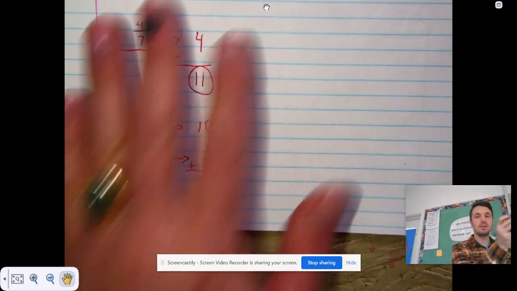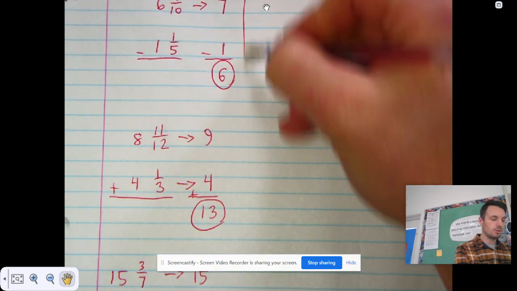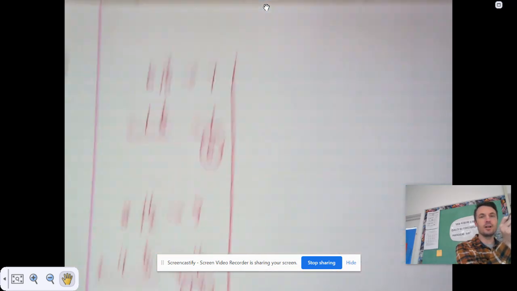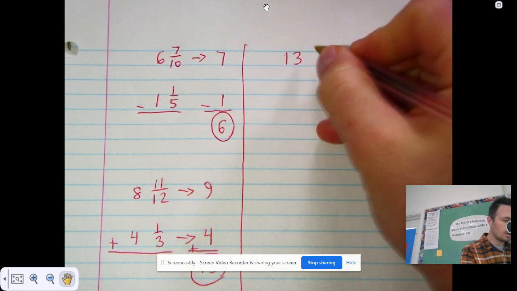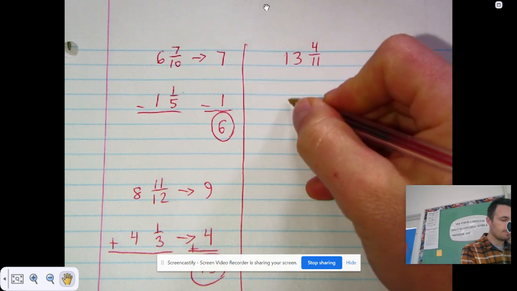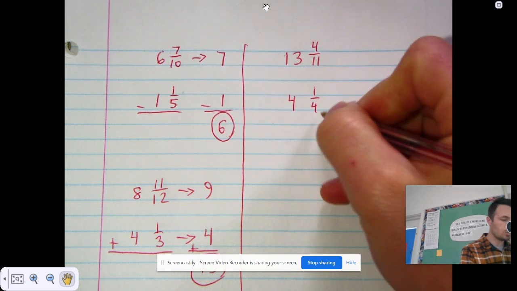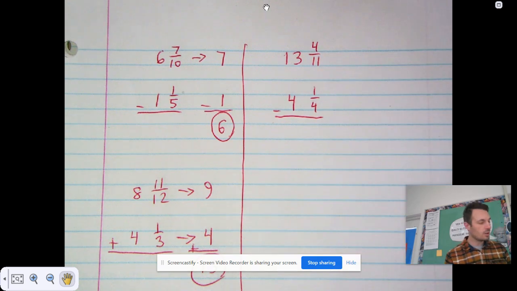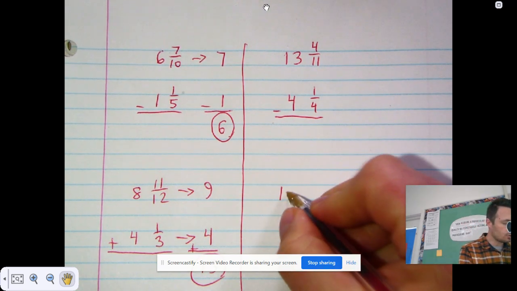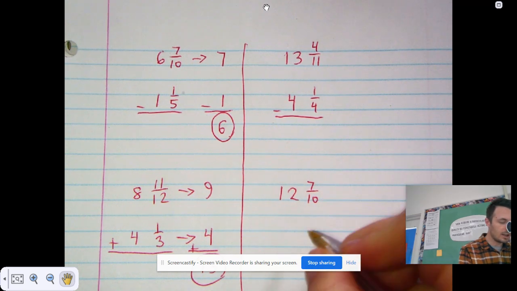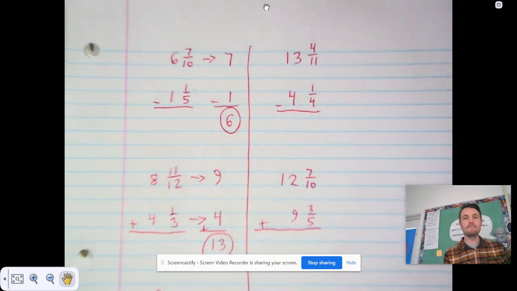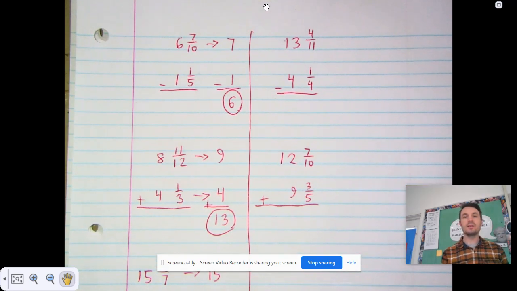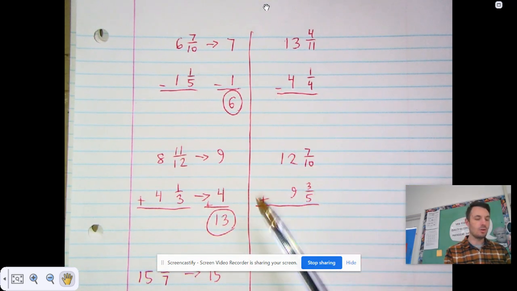Now I'm going to give you some independent work problems. So let's put a line here to separate it from those. And I'd like you to do 13 4/11 minus 4 1/4. Go ahead and solve that one independently. And then I also want you to do 12 7/10 plus 9 3/5. Go ahead and do these two problems independently. Remember, you're rounding to the nearest whole number before you add or subtract.